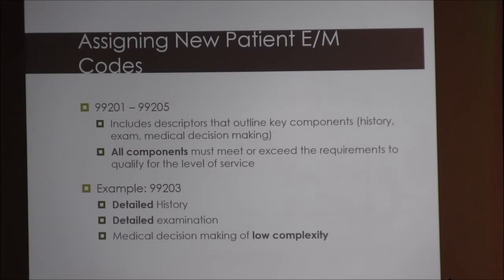Assigning new patient E&M codes are 99201 to 205. All components must be considered, which is the history, the physical exam, and the medical decision making. So for example, 99203, you would identify a detailed history, a detailed physical exam, and the medical decision making was low complexity. So you have a young patient who comes in with sleep apnea or snoring, and you do a full physical, you do a detailed exam. He doesn't really have many signs or symptoms, but because of the snoring and because he's obese, you decide to order a sleep study. That would be a low complexity, and then we get 203.